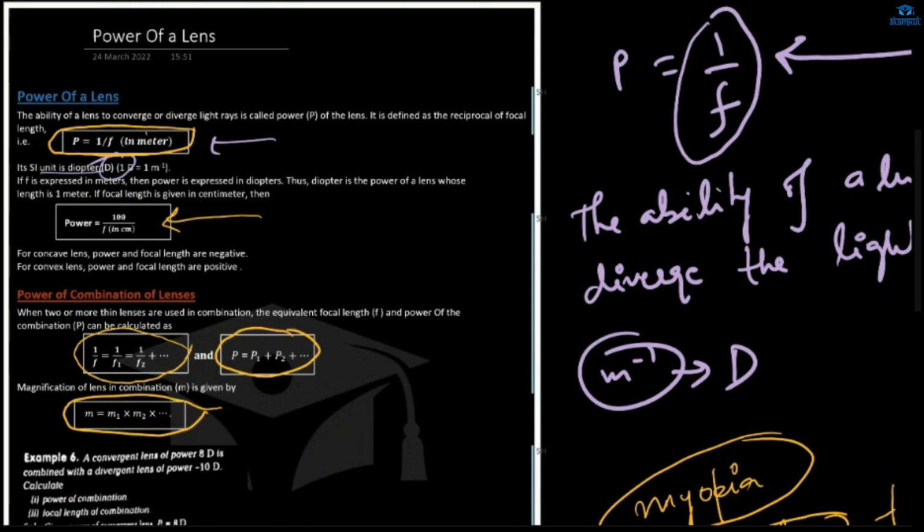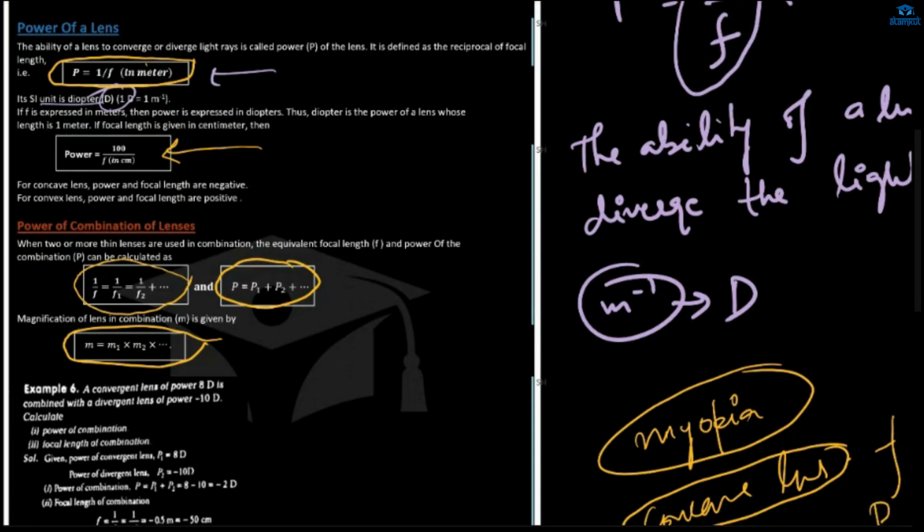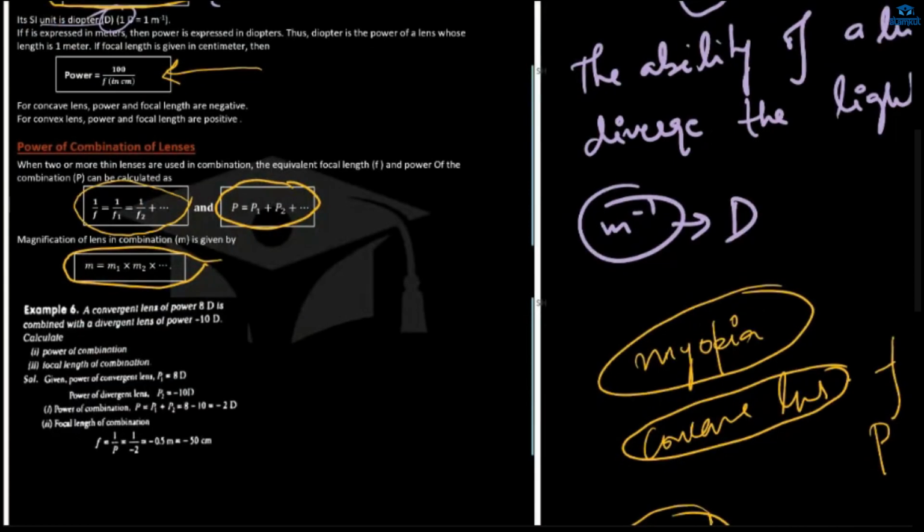1 by f is equal to 1 by f1 plus 1 by f2. If we want to calculate the combined focal length, when the focal lengths of two or three lenses are given, then we can use this formula. And if power is asked, then we can use the power formula. First we find P1 as 1 by f1, then P2 as 1 by f2, then we add all these powers to get the combination of powers.